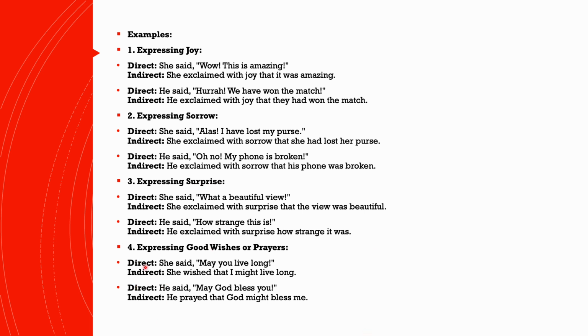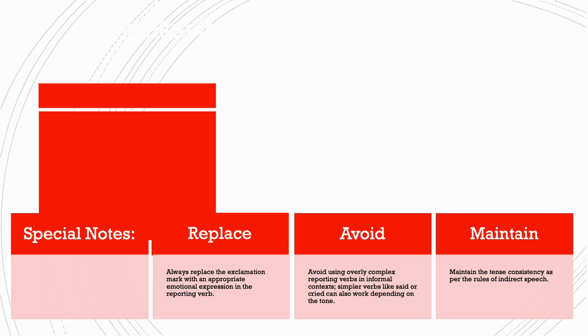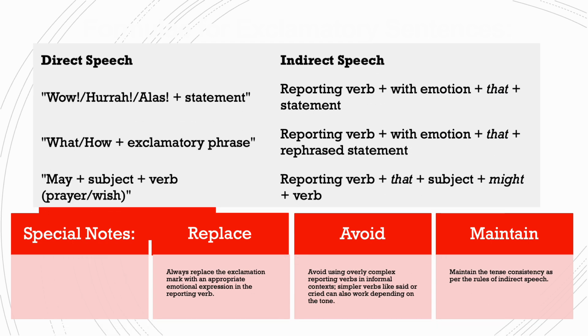So last one, expressing good wishes or prayers. So it will be, she wished that I might live long. Again, if you have a sentence, may God bless you, it will be, he prayed that God might bless me. So in short, the rule to change exclamatory sentence to indirect speech is using the reporting verb plus the emotion and then that.